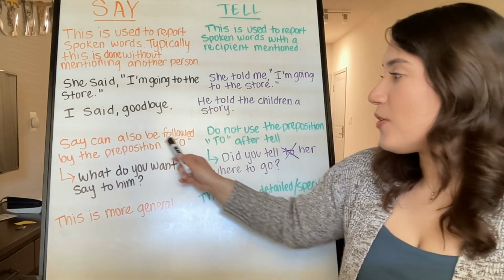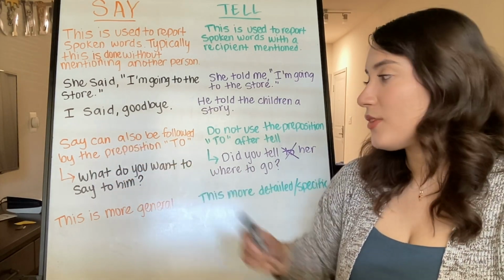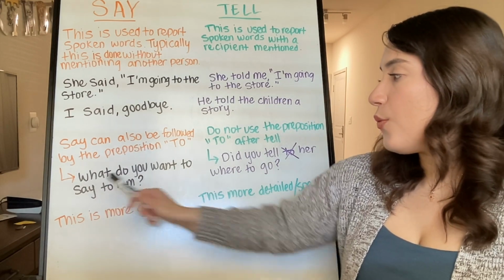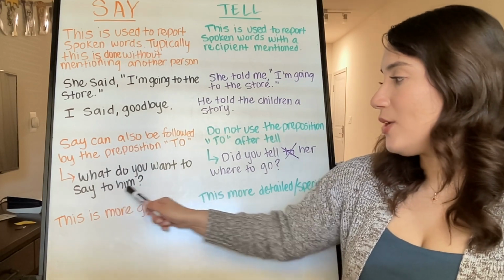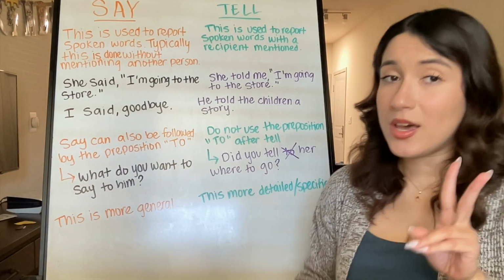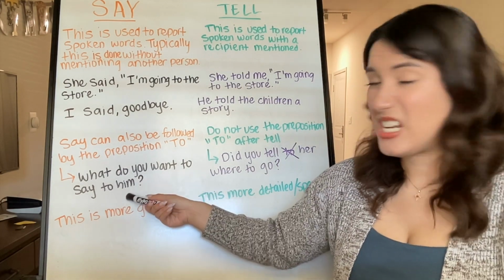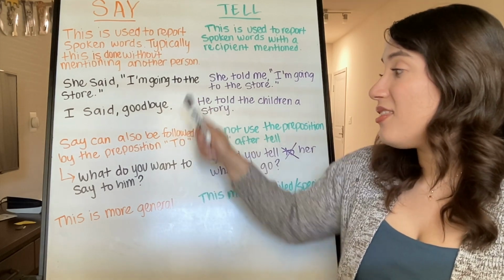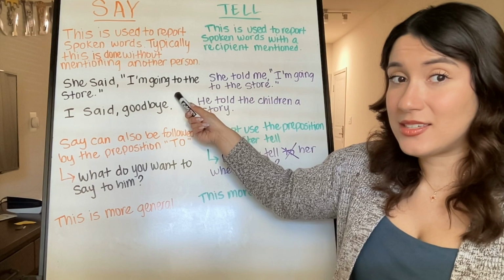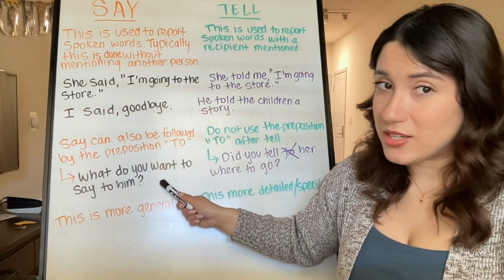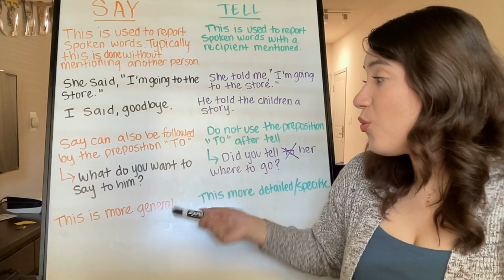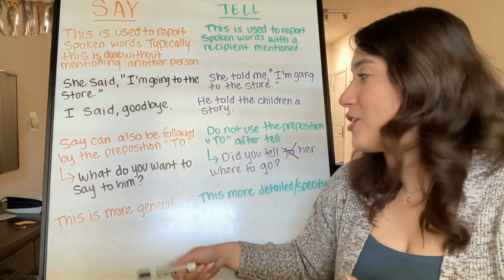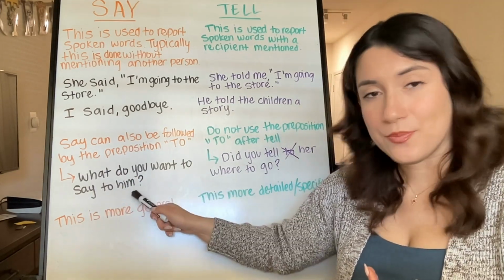Now, say can also be followed by the preposition to. For example, what do you want to say to him? Now, in this sentence, we do have two people. We have you and him. But this is even more general than this. This has less detail than this. We're not stating anything in particular that this person has said. We actually, in fact, don't even know what the person said. So that's why we're asking this question. What do you want to say to him?